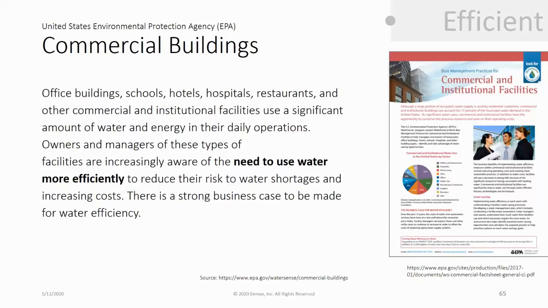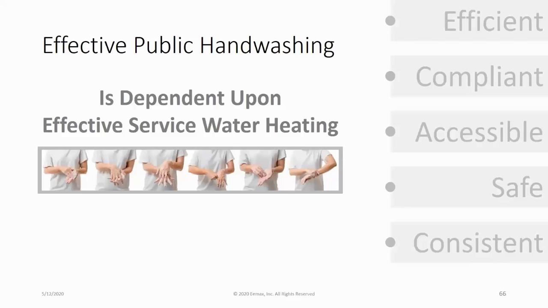EPA on commercial buildings talks about water conservation. How do we use more water efficiently and effectively? Work with them to understand different ways to improve your systems. But at the end of the day, effective public hand washing is dependent upon effective service water heating. Compliant, efficient, safe, accessible, and consistent.